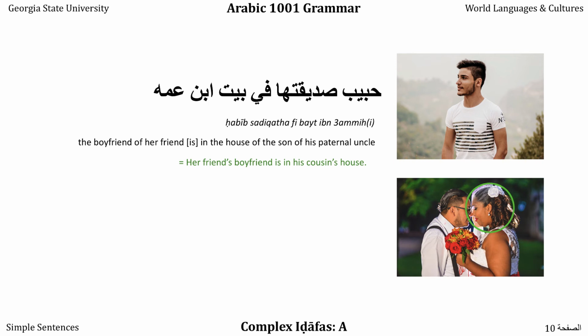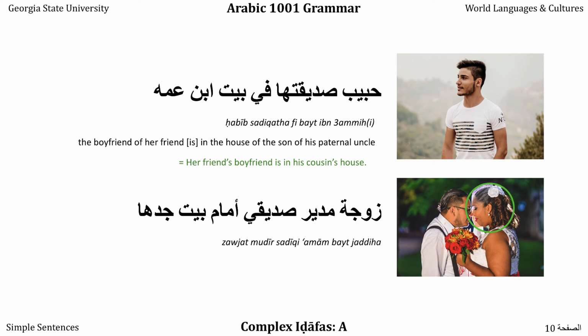We can look at this woman here and we can say Zawjat Mudir Sadiqi Amam Beit Jaddiha. So zawja is wife, but because she's a non-final word in an idafa, we hear the ta in ta marbuta, zawjat mudir sadiqi. Your mudir is your boss, literally the person who makes things spin. Sadiqi, my friend. So the wife of the boss of my friend, or in English, my friend's boss's wife.